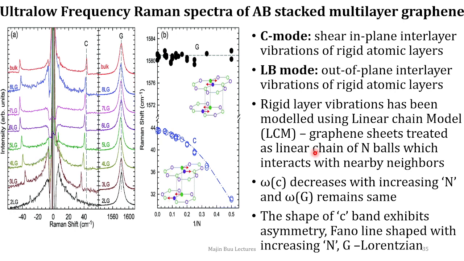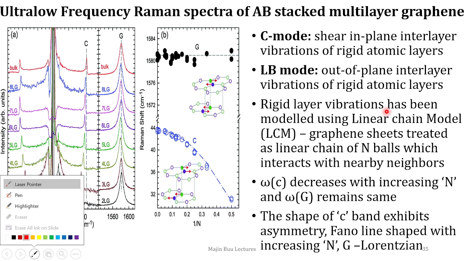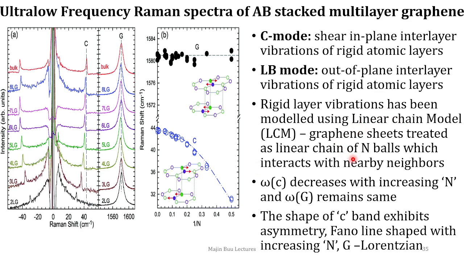Now, in order to understand these rigid layer vibrations, they have been modeled as a set of balls that are attached to one another. This is known as the linear chain model. From this study, it was seen that the frequency associated with the C mode decreased with increasing number of layers, but the frequency associated with the G mode actually remained the same.